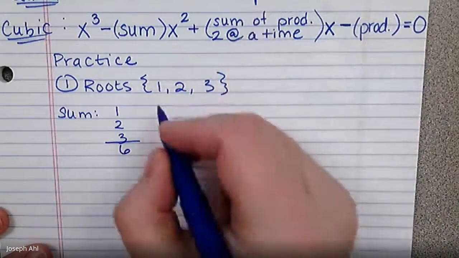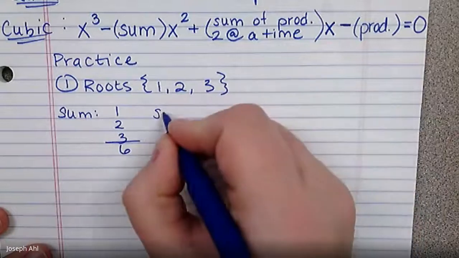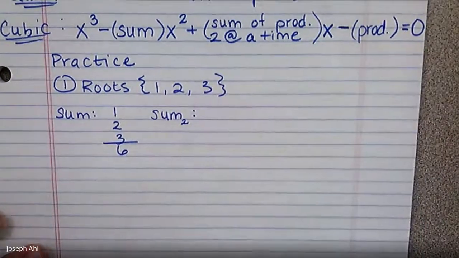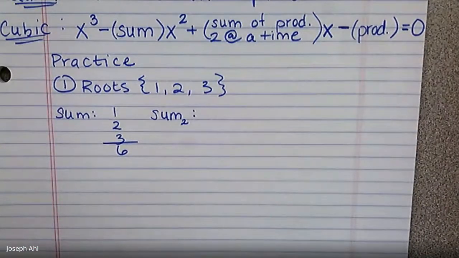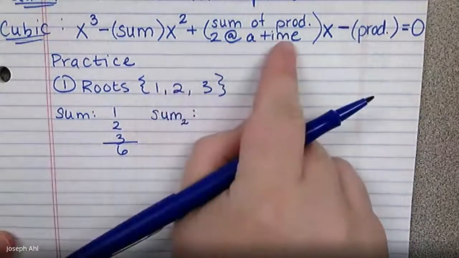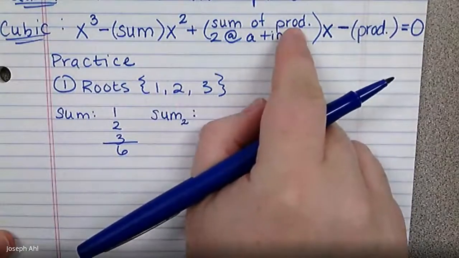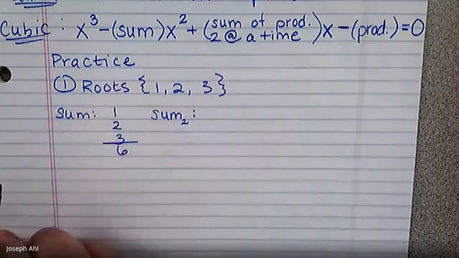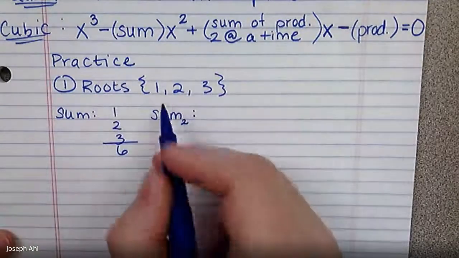So the next thing I'm going to find is this thing called the sum of the products 2 at a time. And to denote that I'm finding that sum of the products 2 at a time, I usually write that as sum 2 with a little subscript of 2 there. So what sum 2 means is I'm going to take the roots 2 at a time, find the product of those roots 2 at a time, and then add that whole list up. So let's see what that looks like.